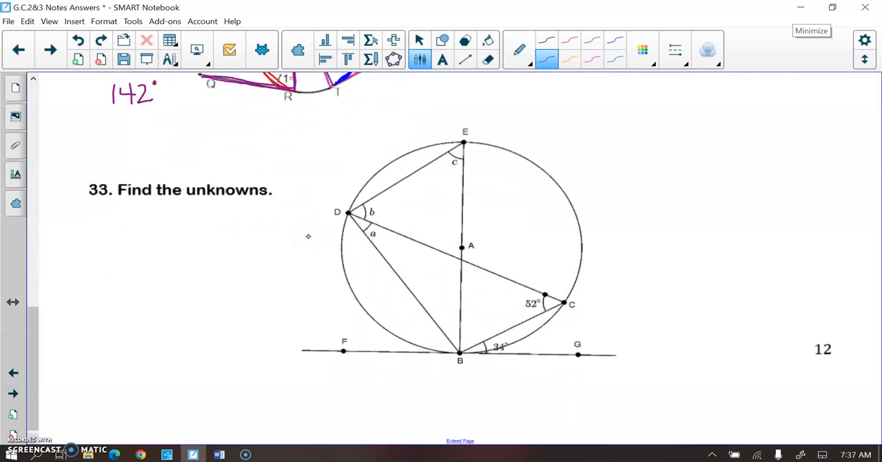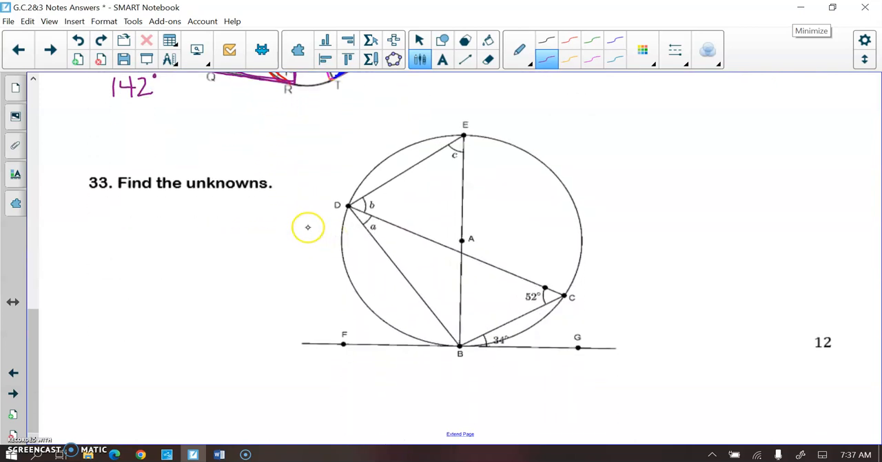Okay, looking at number 33. So we have to find all the unknowns. So we're going to find A, B, and C, given what we have here. So there's quite a few things going on. You may see these little arcs on worksheets. That's not going to mean that those angles are congruent. It's just showing you what angles we're talking about here. So let's get started.